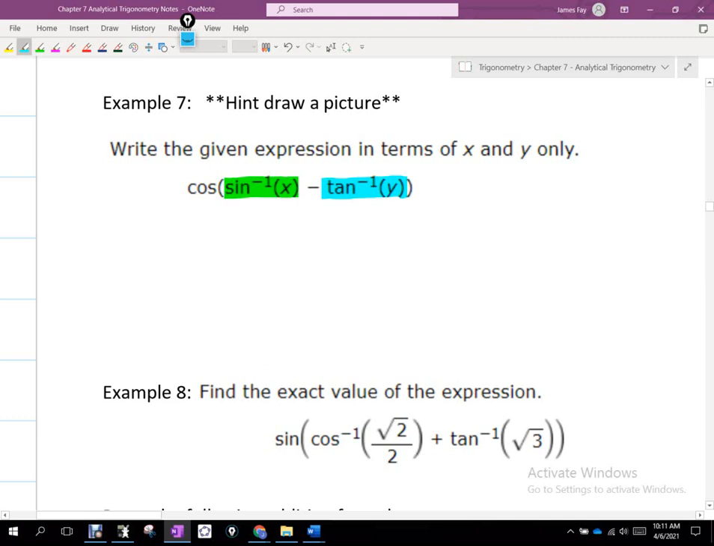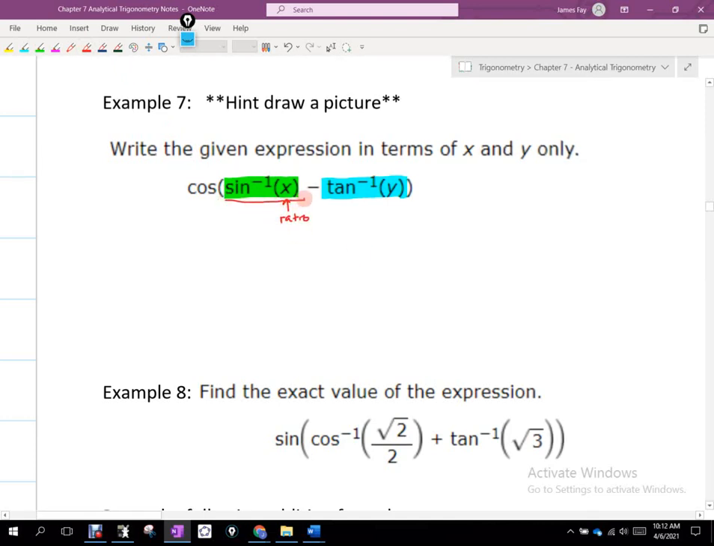Okay, the green one is sine inverse of x. What is that x? What is that for our sine inverse function? It's an input, but it's the input. What type of input is it? What does it represent? It's a ratio. A ratio of what? Because it's sine, it's a ratio of opposite over hypotenuse. So this input is a ratio.